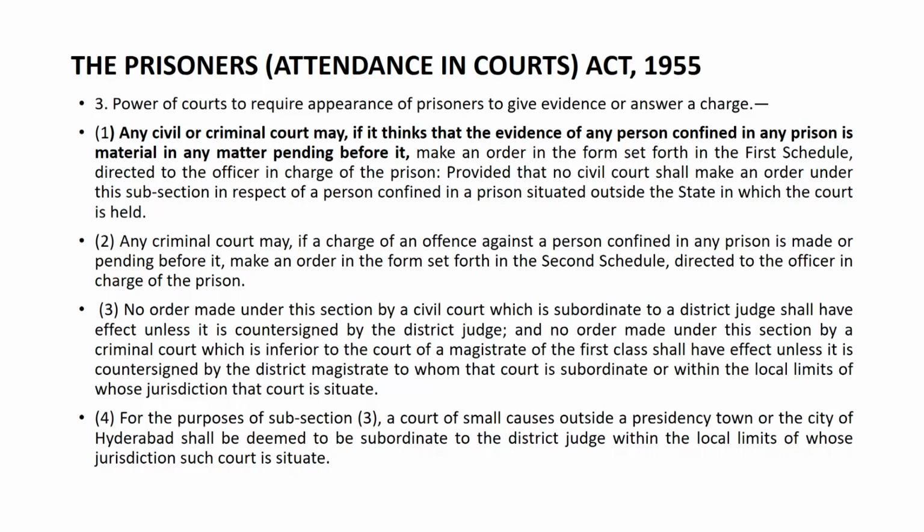If I have to read out this section, that is Section 3 of the Prisoners Attendance in Courts Act 1955, it says that any civil or criminal court may, if it thinks that the evidence of any person confined in any prison is material in a matter pending before it, make an order in the form set forth in the first schedule, directed to the officer in charge of the prison, provided that no civil court shall make an order under the subsection in respect of a person confined in a prison situated outside the state in which the court is held.